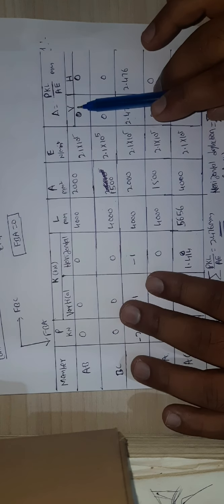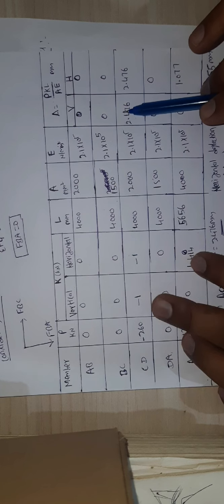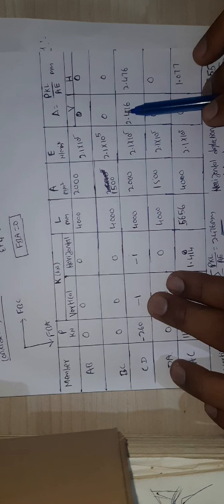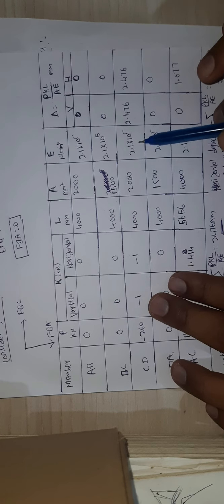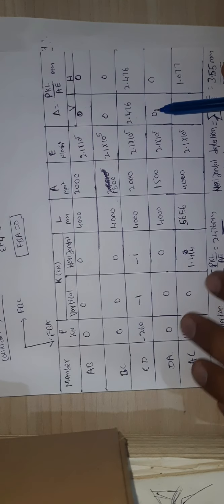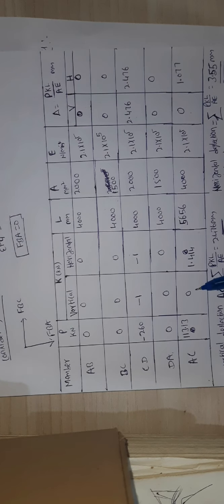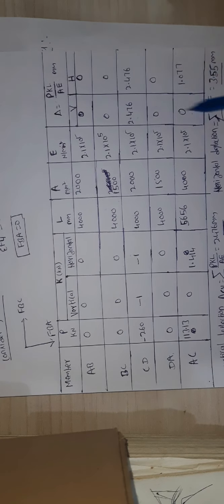For this, what do you have to do? P is 0. What is K? K is 0. What is L? L is 400. Since this term is 0, this is also 0. Similarly, here you can check, if you are finding vertical deflection, P is minus 260. The vertical force is minus 1, into L which is 4000, divided by AE. AE is 2000 into 2.1 raised to 5. I will get 2.476. Similarly, here also I will get 0 because both terms are 0. Here also I will get 0 because the vertical forces here are 0. So like this we need to tabulate it.